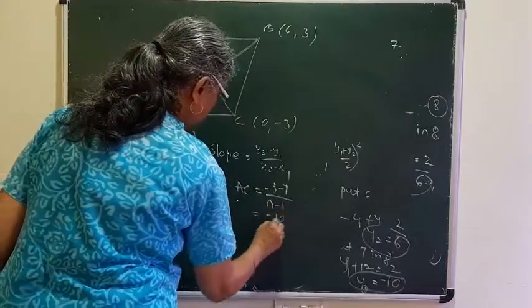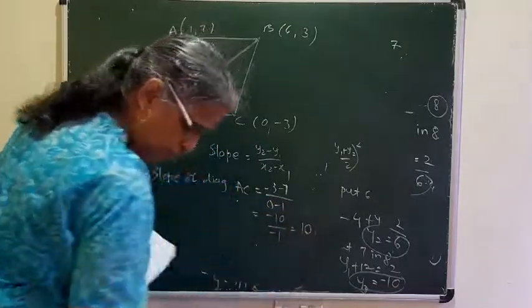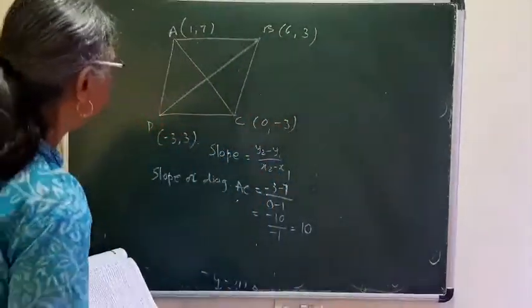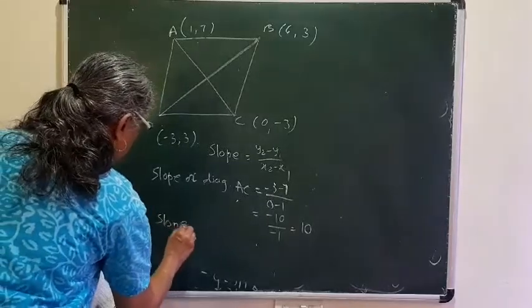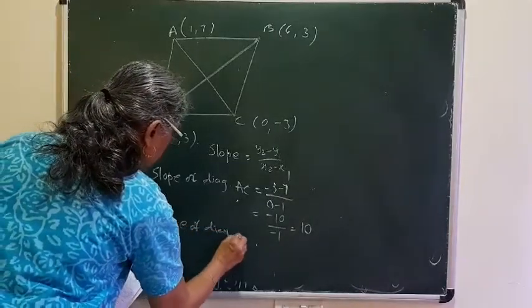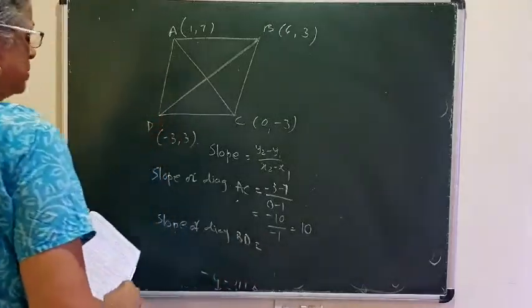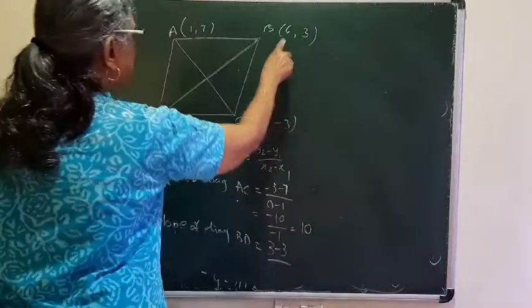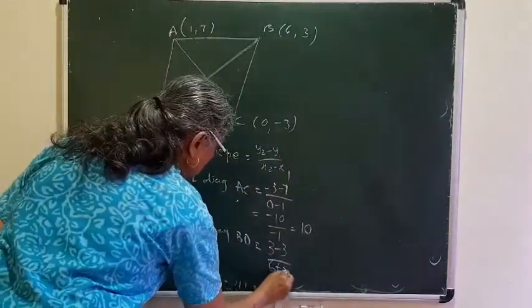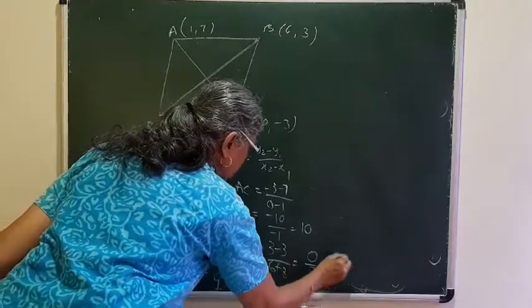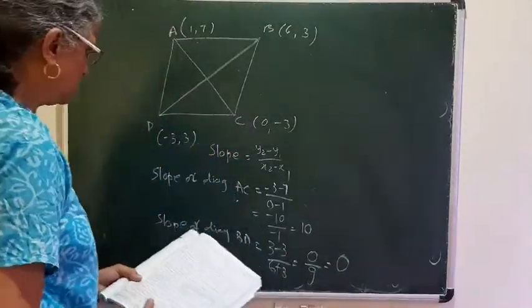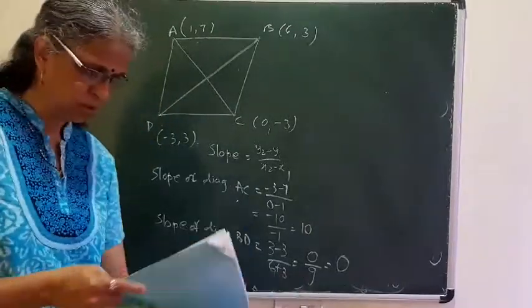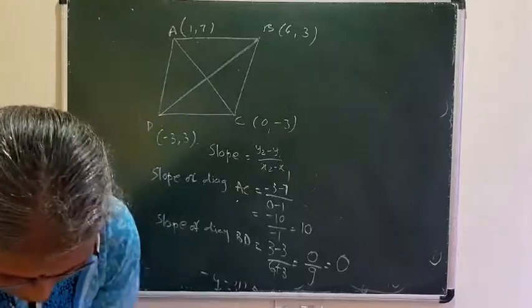So minus 10 upon minus 1. So it will be 10. Followed. So it is very easy. Only the slope formula we are going to use for the slope of diagonal BD. y2 minus y1, 3 minus 3, upon x2 minus x1. So 0 upon 9, 0 divided by anything is 0. So the slopes of diagonals AC and BD, 10 and 0, are the answers. Followed. So after that I will start maths 1 in the next video.